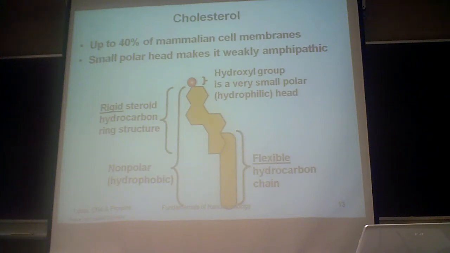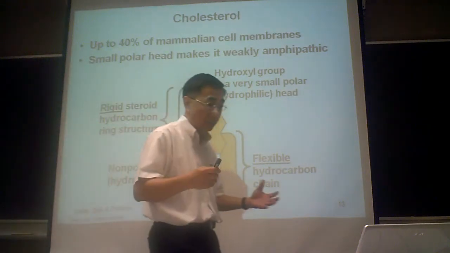So we have a very small polar head group, usually a hydroxyl group, and a rigid steroid hydrocarbon four-membered ring, and then a linear flexible hydrocarbon chain. Because of the shape of this, you can imagine what it does to the cell membrane, right? One of the very important functions is that it makes the cell membrane more fluid, so that you can open and close them.